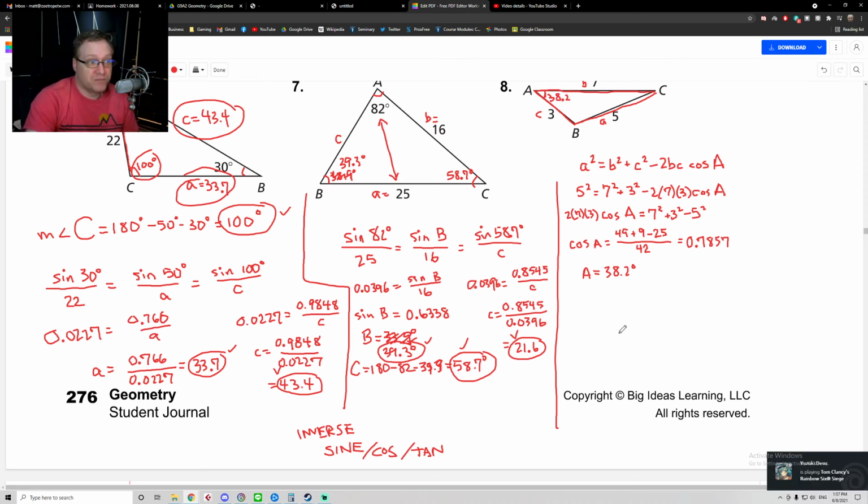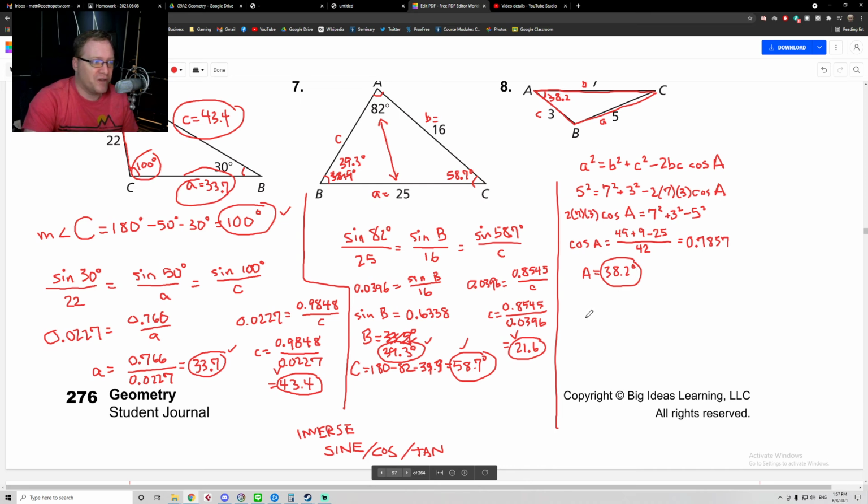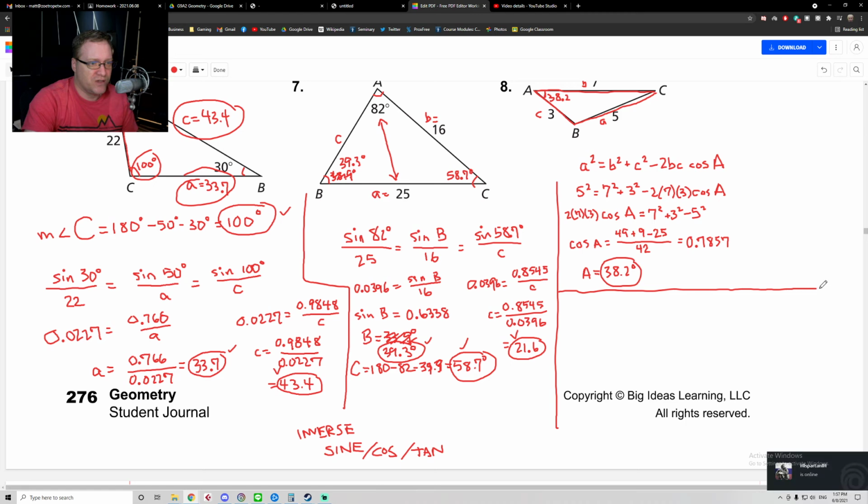Okay, not too bad. That's how you use the law of cosines to figure something out. And you have to do your algebra correctly. I know this is a little bit more complicated than what we have been doing, but this is the kind of stuff you're going to have to do in high school as well.